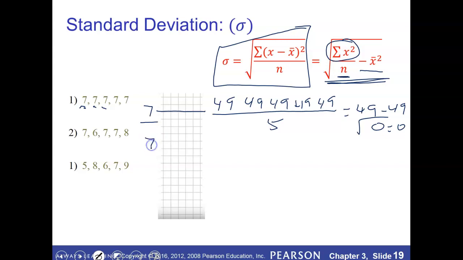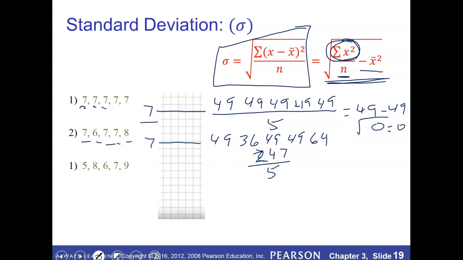Again, the average here is 7. But I'm not going to really start with doing anything with the 7. I'm just going to square all of these numbers individually. So in other words, I'm going to take 7 squared, which is 49. 6 squared is 36. 7 squared is another 49. Another 7 squared is another 49. And then 8 squared is 64. If I were to add all those numbers together, I would get 247. So that's what the sum of all of those squares is. That's 247. And then I'm going to divide that by the number of numbers, which is 5.